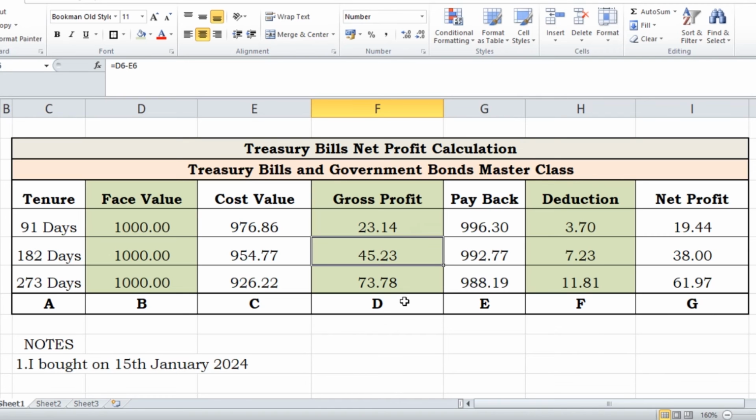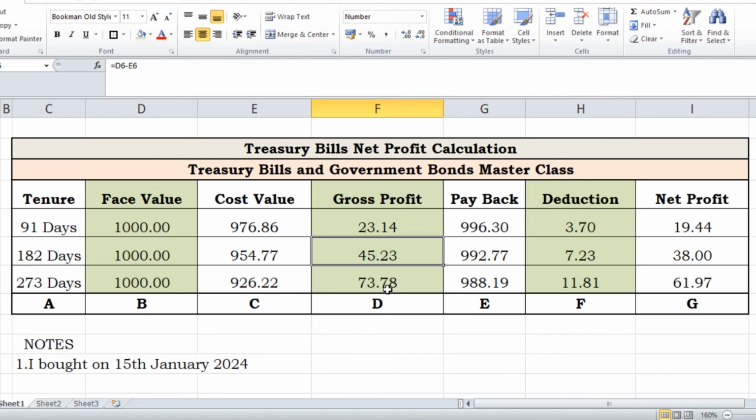Now the thing is that there is withholding tax and handling fee that you have to take into consideration. That amount is deducted at the time of payment. When the treasury bill matures, at that point you are going to be slapped with the withholding tax of 15%. You are going to be slapped with a 1% handling fee.